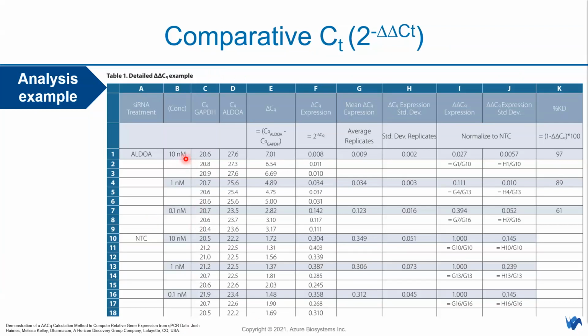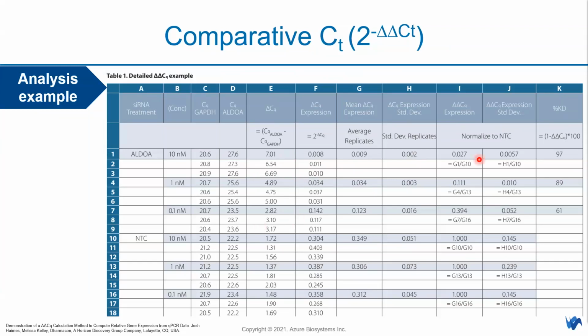Same thing, you get the delta CT or delta CQ over here for each of these replicates. These are corresponding to each replicate. Then you get your average CQ expression over here, right? And the standard deviation calculated. So you get the calculation mean. This is for each of them.